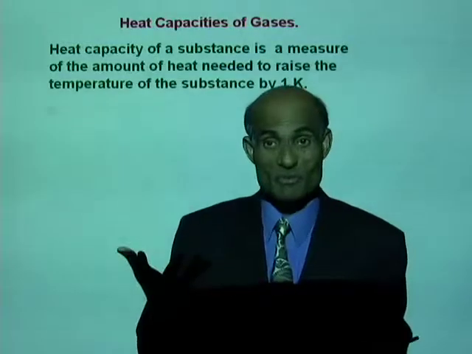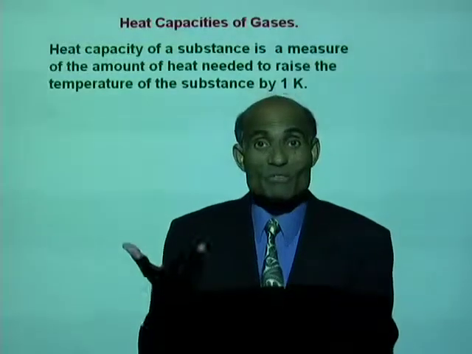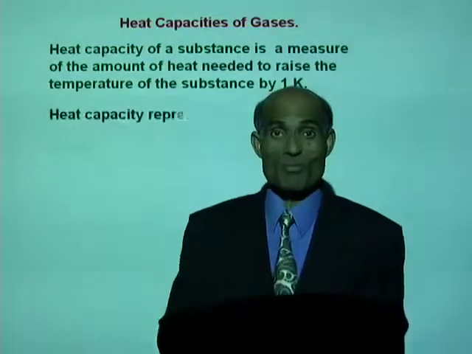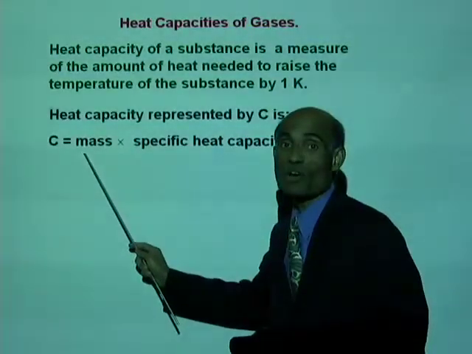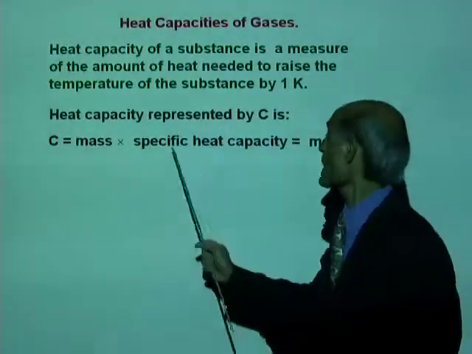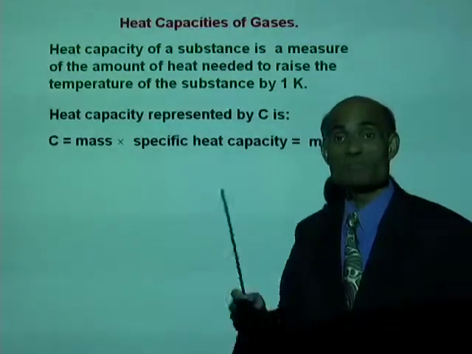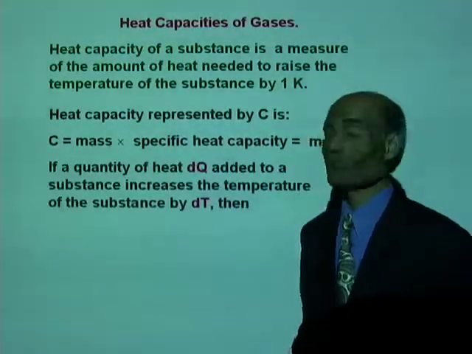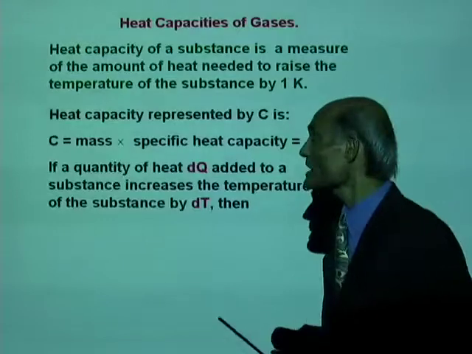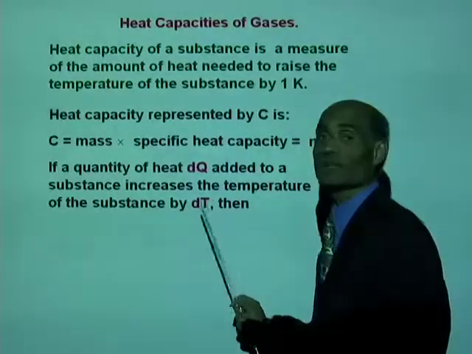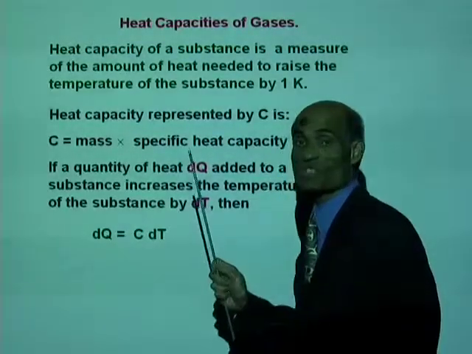Heat capacity of a substance is a measure of the amount of heat needed to raise the temperature of the substance by 1 Kelvin. And we can represent C as mass of the substance multiplied by specific heat, which is m times small c. We know that, we have used that earlier. If a quantity of heat dq added to a substance increases the temperature by dt, then dq equals C dt. Do you understand that?